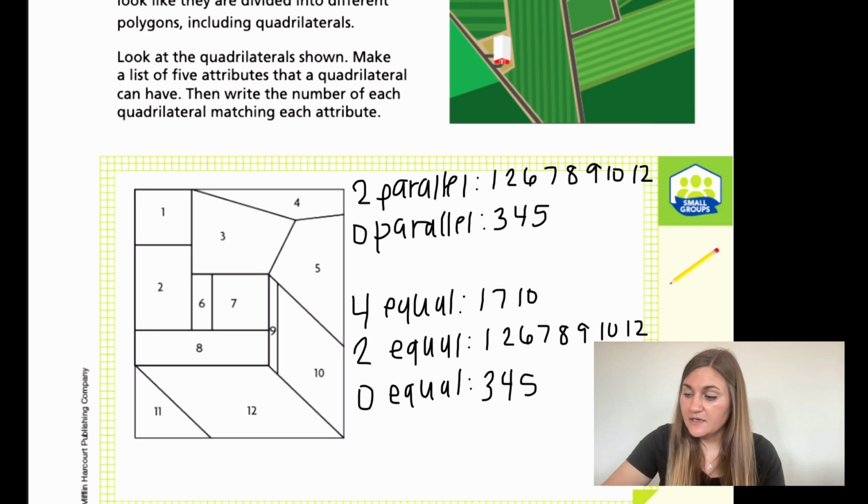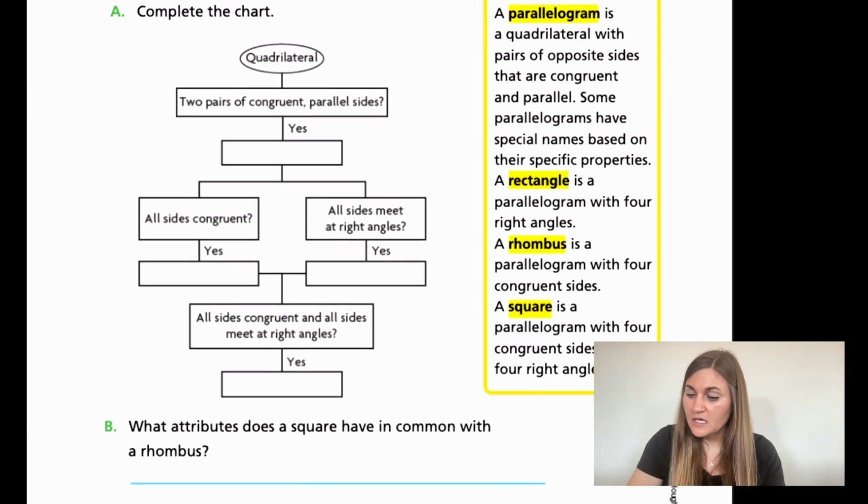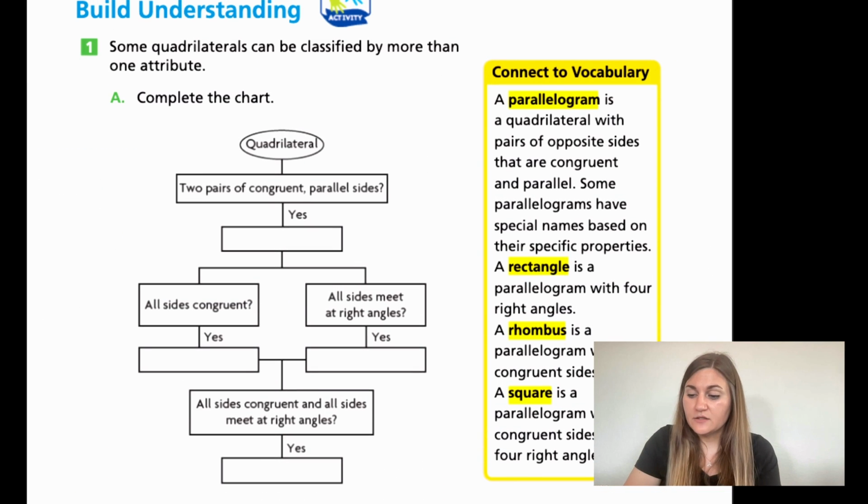All right, so let's go ahead and flip the page. So now we want to complete the chart. It says some quadrilaterals can be classified by more than one attribute. So at the very top, it has a quadrilateral, meaning any shape with 4 sides. Then it says 2 pairs of congruent or parallel sides. So if it has 2 pairs of congruent parallel sides, what is that called? And just letting you know, the 4 openings are the 4 words over to the right that are highlighted yellow.